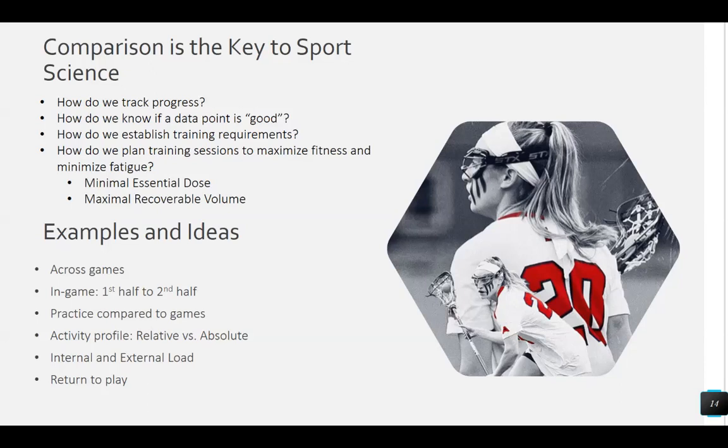So that helps us establish training requirements. That's how we plan our programs, and that's how we can integrate this concept of load monitoring into practical application with the daily practice schedules, with the lift schedules, with the conditioning schedules. So we have to make sure that we're maximizing fitness and minimizing fatigue. So that goes into, when we do that, we are maximally prepared.